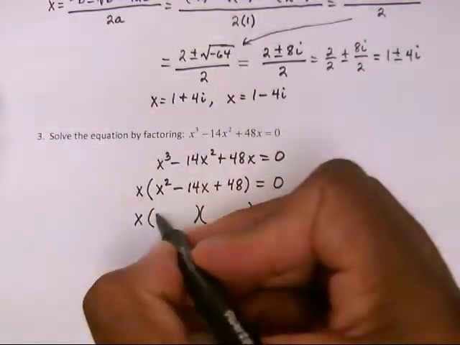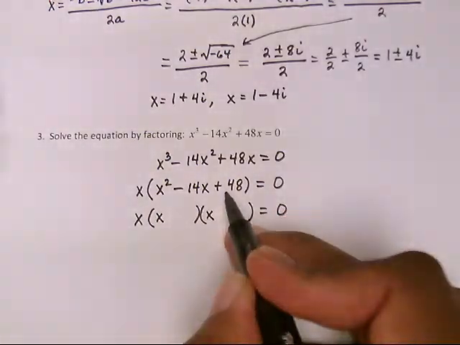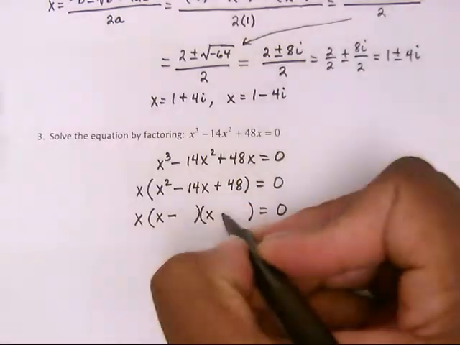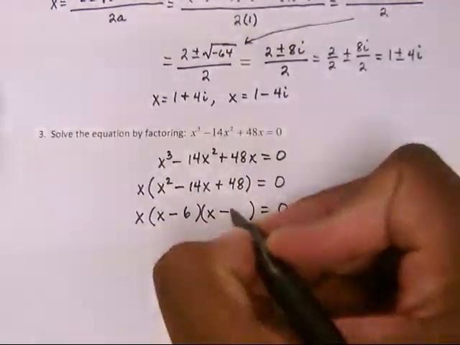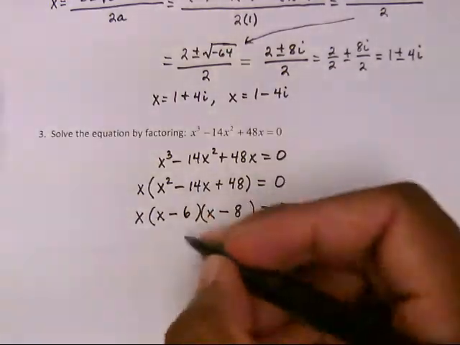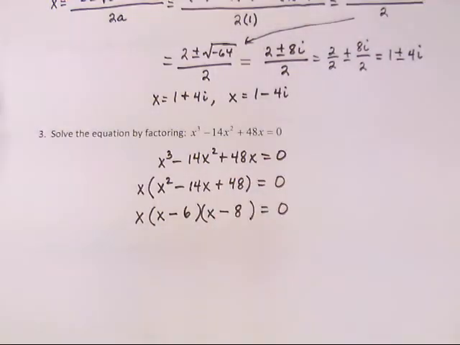Now that x squared, I can break up as x and x. The middle term is negative, the last term is a plus, so they both have to be negative. And the factors of 48 that would give me a minus 14x will have to be 6 and 8, because negative 6x and a negative 8x added together will give me a minus 14x as the middle term. So factored completely, I'll have x times x minus 6 times x minus 8 equal to 0.